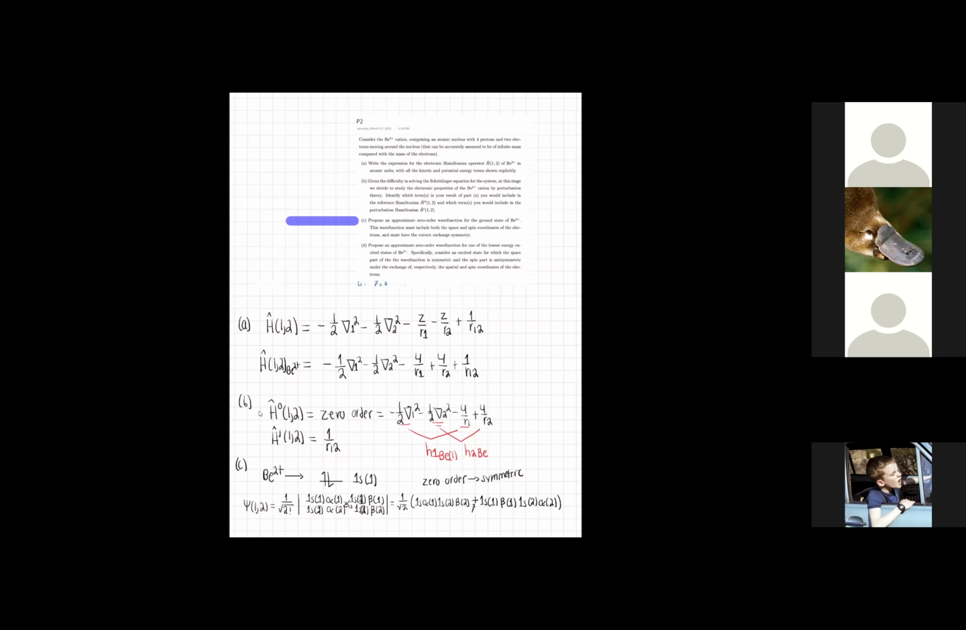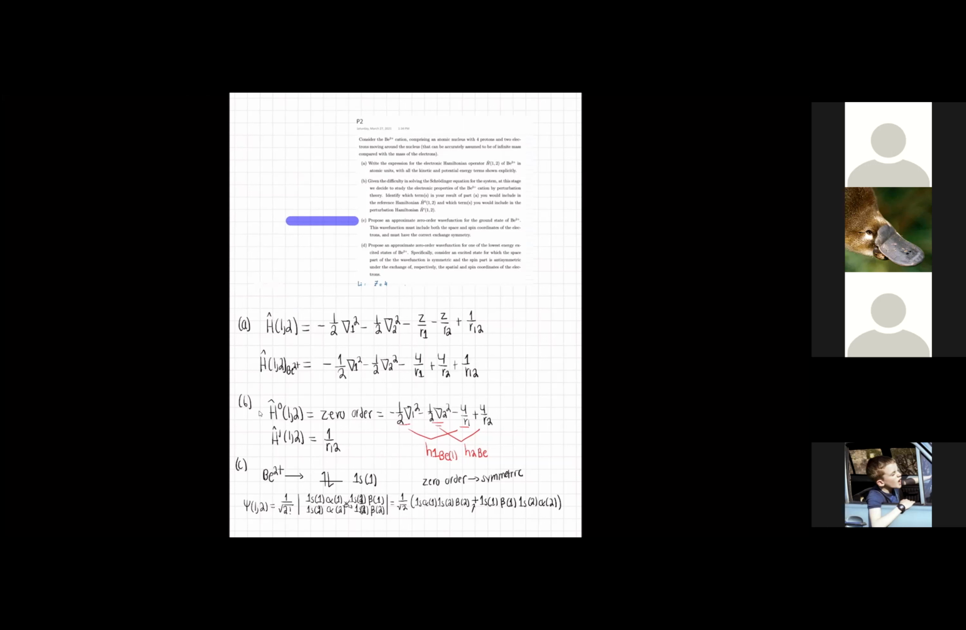Zero order means symmetric, but they don't tell you what the symmetry is. So that's for part C. This question's weird for part C. Part D is straightforward. If they don't tell you the symmetry for either one, then just assume it's symmetric.